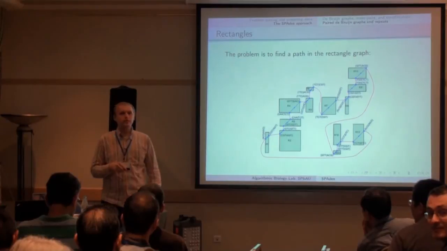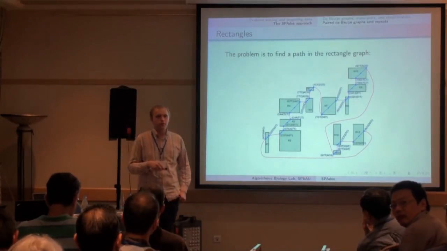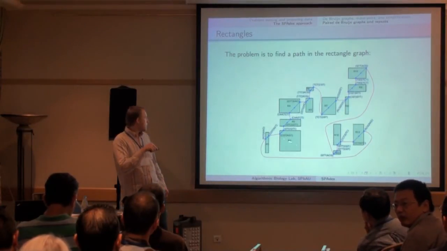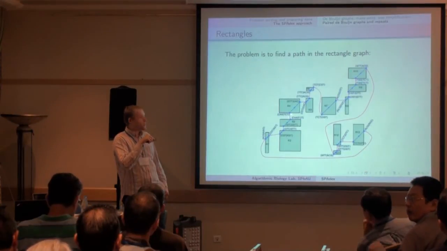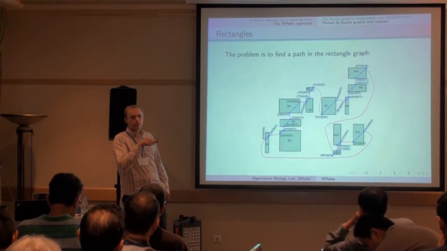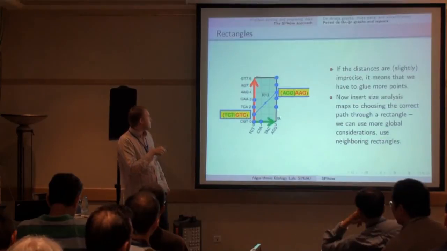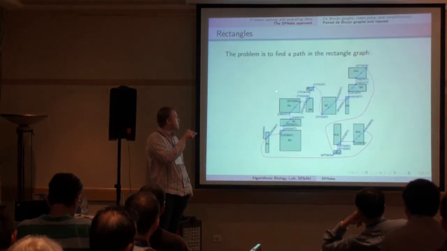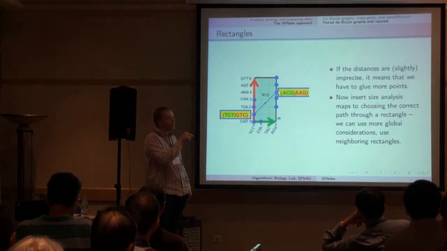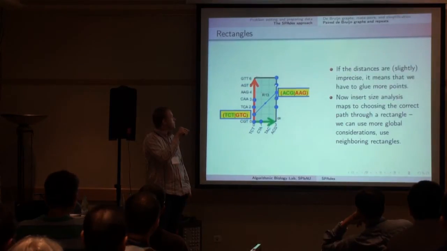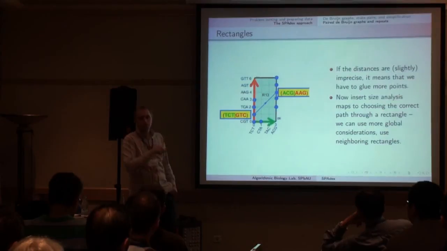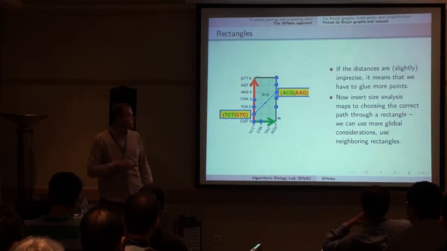No, if the edges had the same length, it would be square. If all distances were the same, then all these blue dots would match perfectly. But the real situation is that you have a blue diagonal here, and it may match to a blue diagonal which starts out from here. And this corresponds to an error in the insert size.